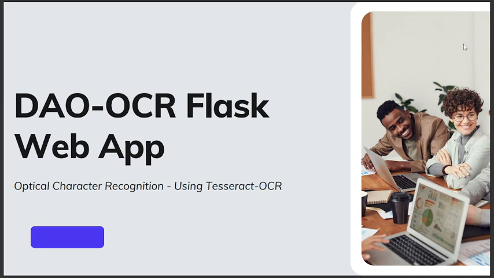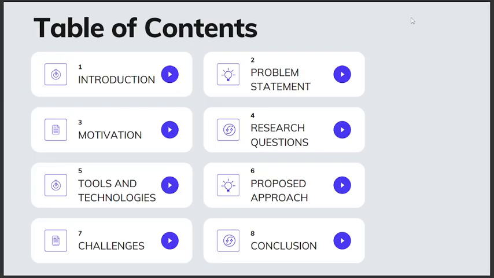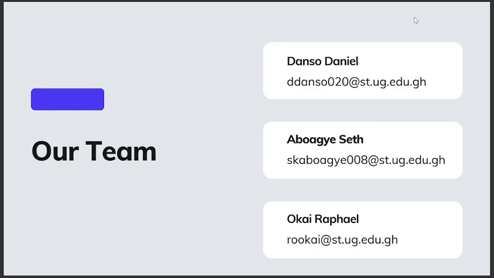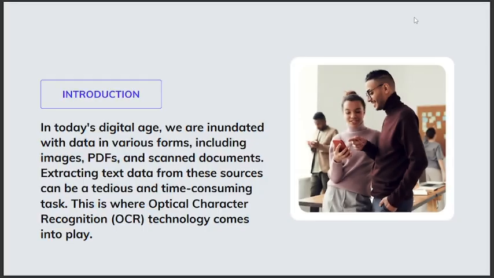Let's dive in. Okay, so to go through our slides, this is our table of contents, which comprises the introduction, the problem statement, our motivation behind the project, research questions, tools and technology we used, proposed approach, challenges, and conclusion. And this is our team: Daniel, Danso, Abuaji, and Okan Raphael, which is myself. We got our group name DAO from our surname initials.